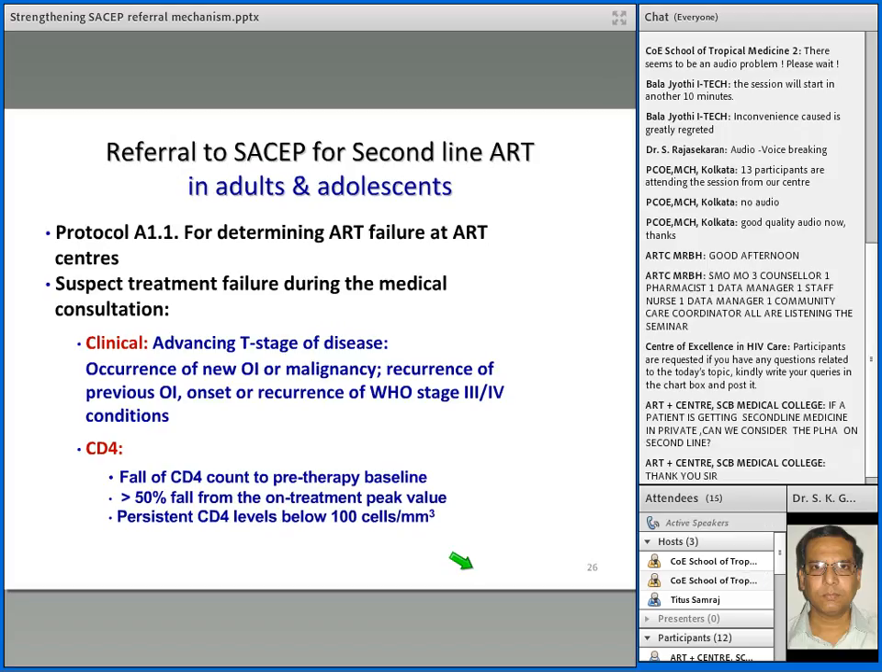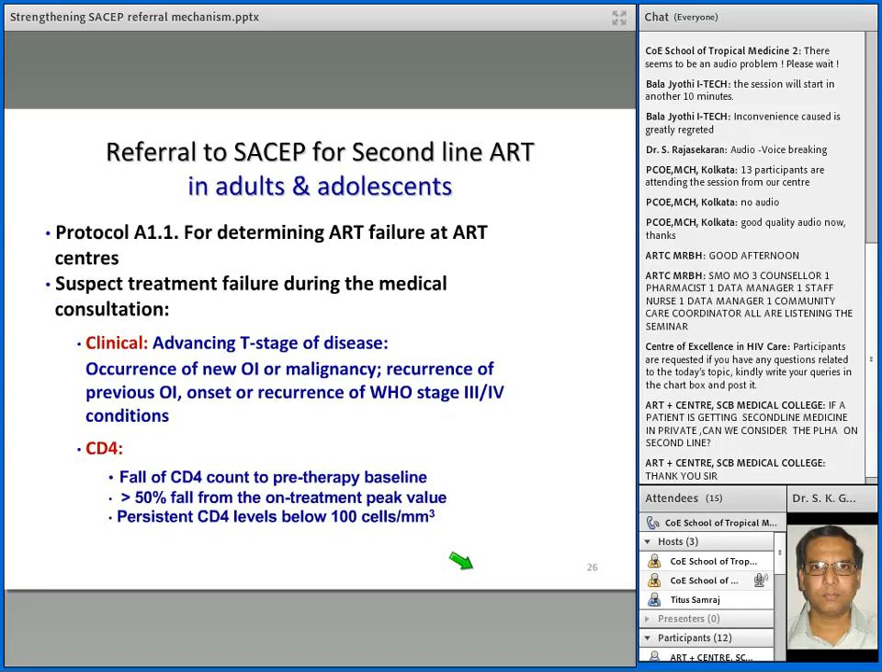If there is a change in the T staging of the disease, suppose the patient was T1 for a few months and then becomes T2 and then T3, that should be a trigger to suspect whether my patient is actually failing. It could be the occurrence of a new opportunistic infection or malignancy, or a recurrence of a previous opportunistic infection, or the occurrence of another WHO stage 3 or stage 4 condition. That's a clinical failure, as you are all aware.